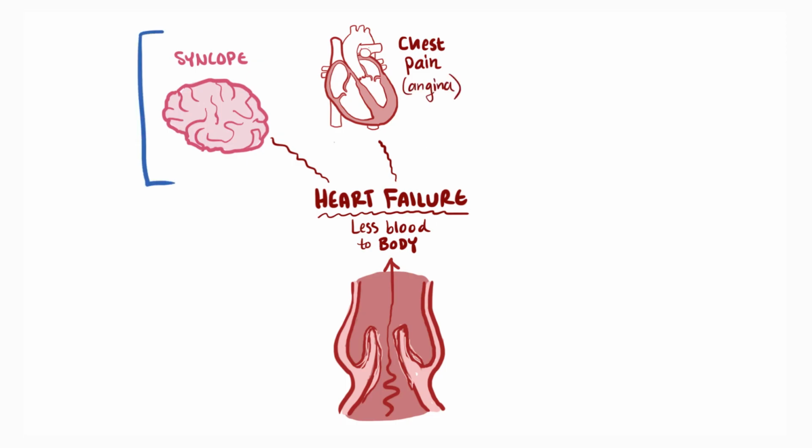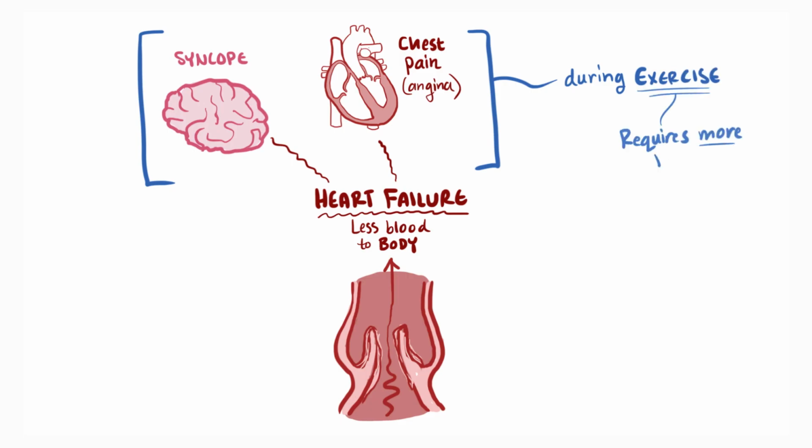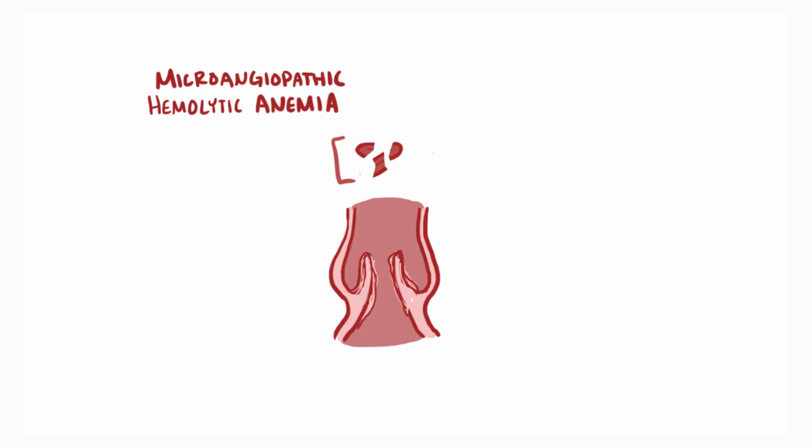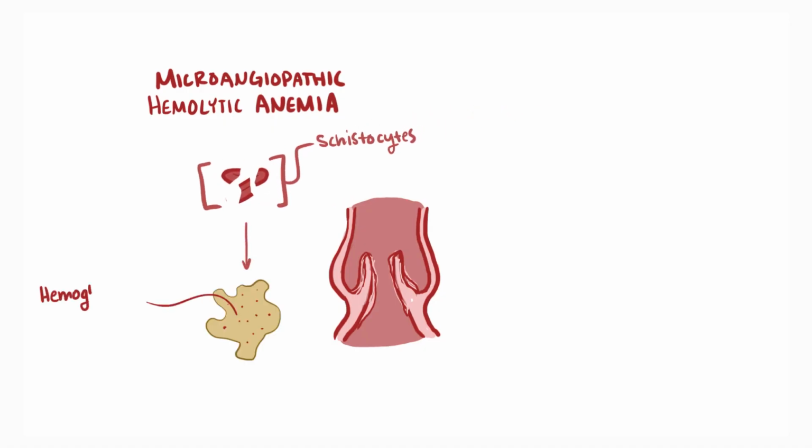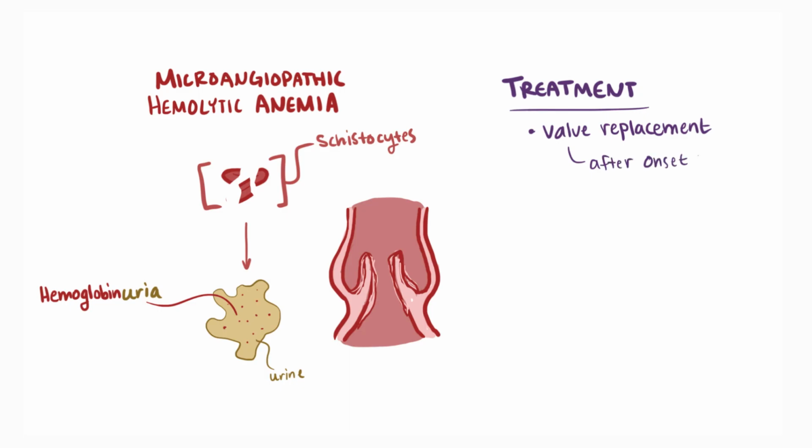Patients might not initially experience symptoms at rest, only during exercise, because exercise requires more blood, right? And this heart isn't able to increase blood flow through the small opening. A final complication is called microangiopathic hemolytic anemia, which is essentially damage to red blood cells as they're forced through the smaller valve, splitting them into smaller fragments called schistocytes, leading to hemoglobinuria, which is hemoglobin in the urine. Treatment is usually replacement of the valve, which often doesn't happen until after the onset of symptoms.